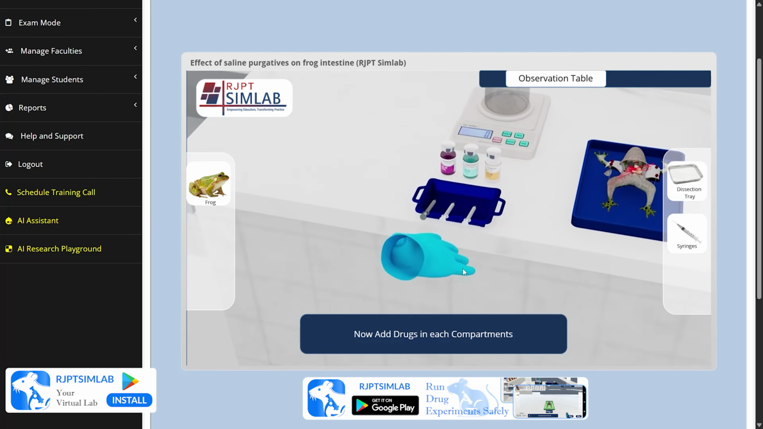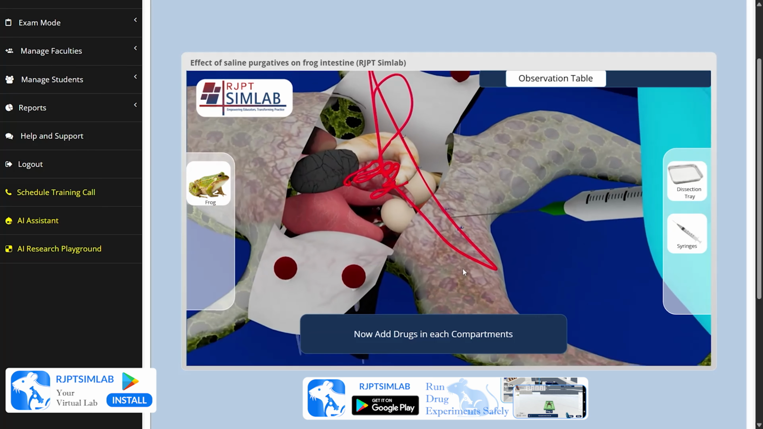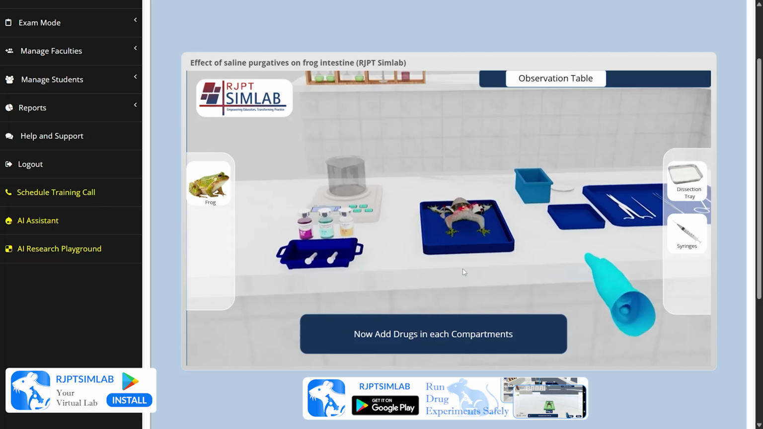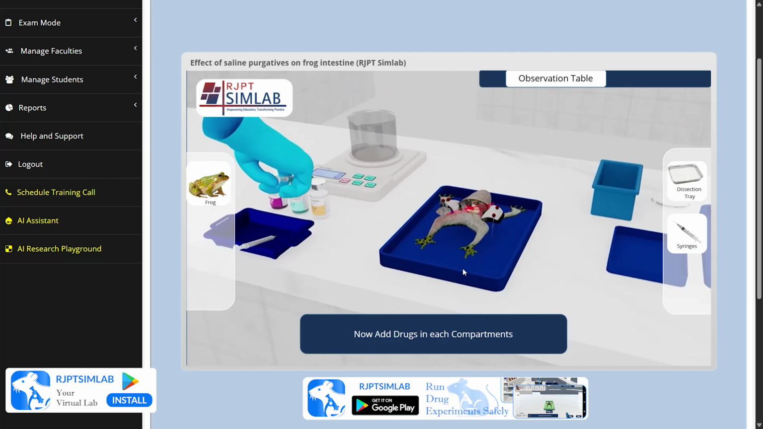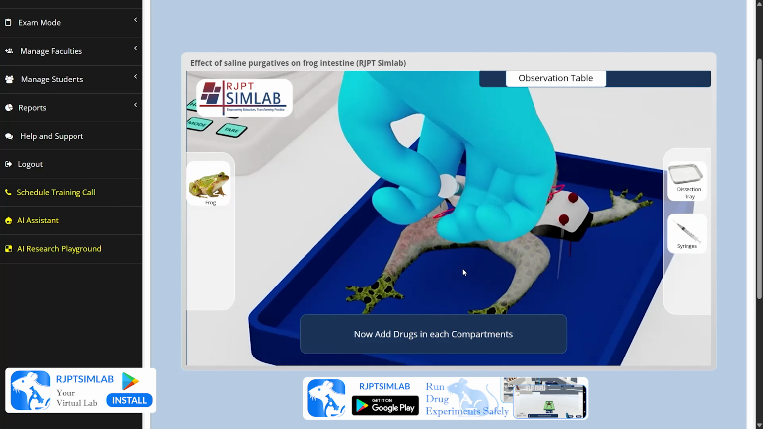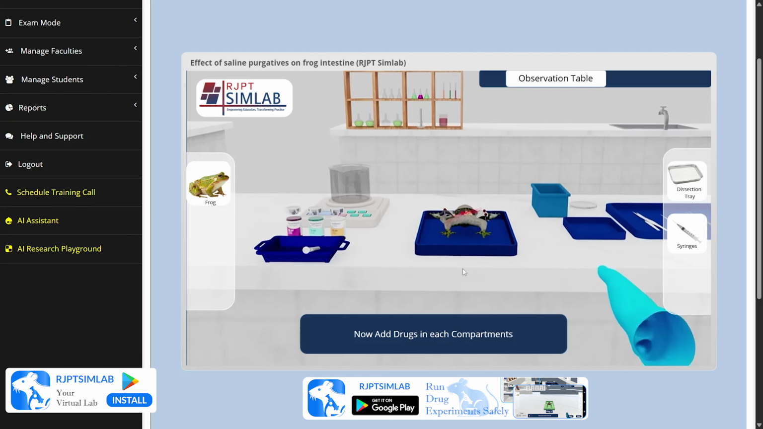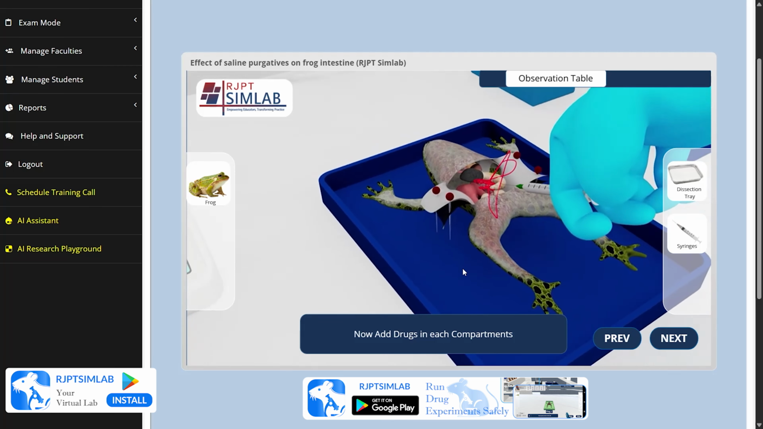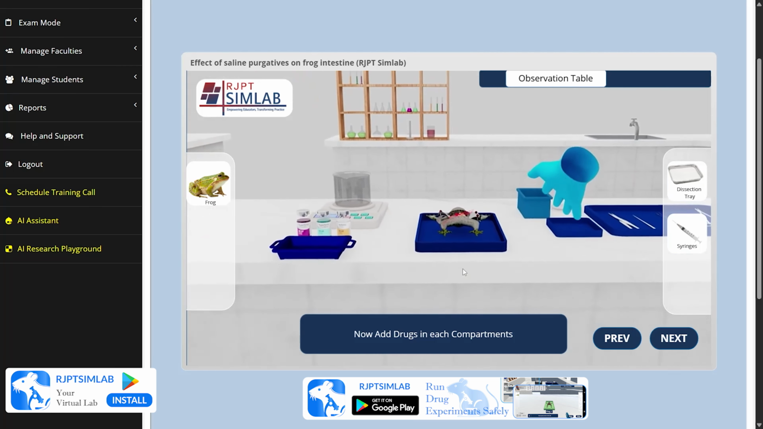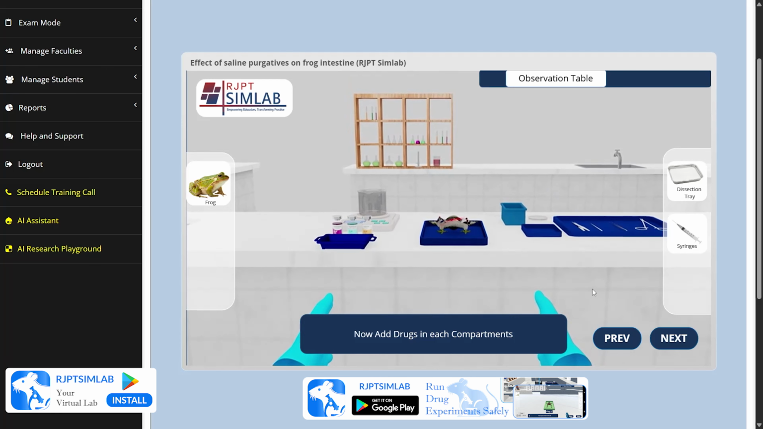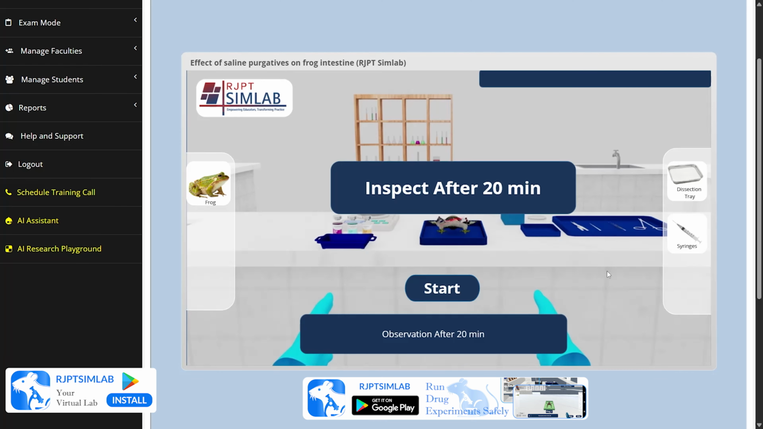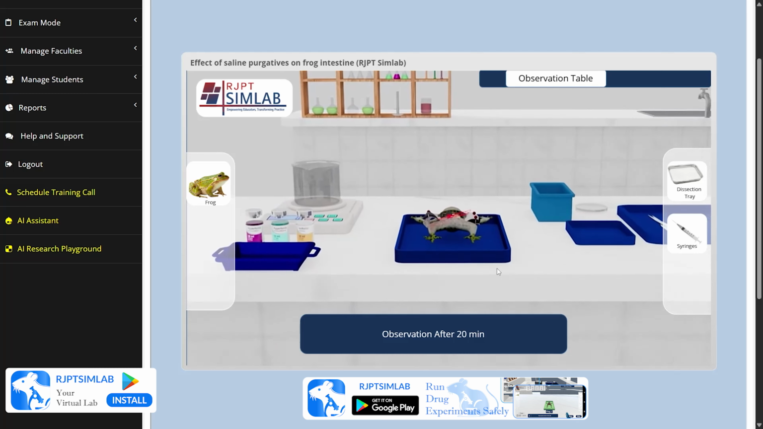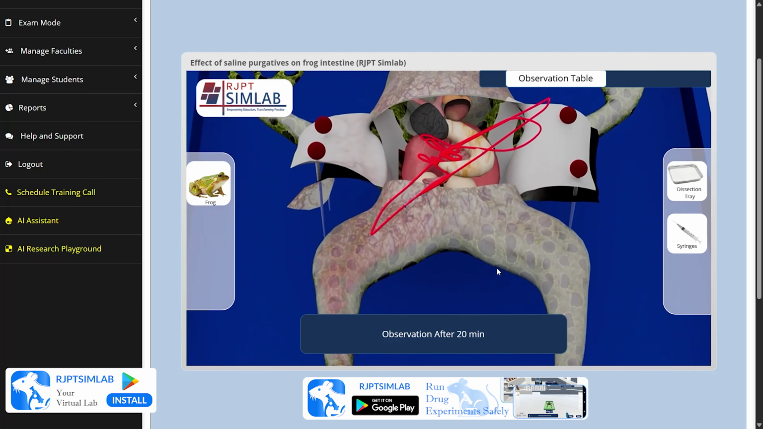So now, with the help of three different syringes, we will inject the drugs into each compartment, and we will throw these syringes away after use so that everything stays sterile and there is no chance of microbes. So now we've injected all three drugs into each compartment, and we will move on to our next step. Now we will observe it. We will inspect after 20 minutes. So now let's see the effect of these drugs.